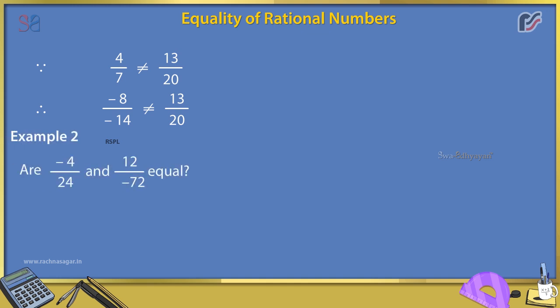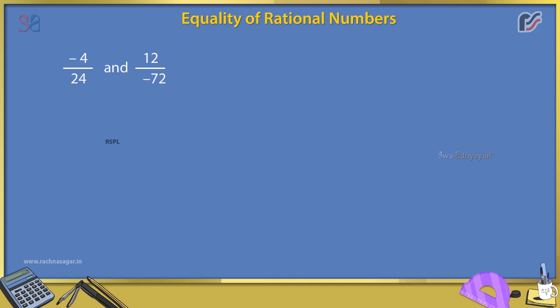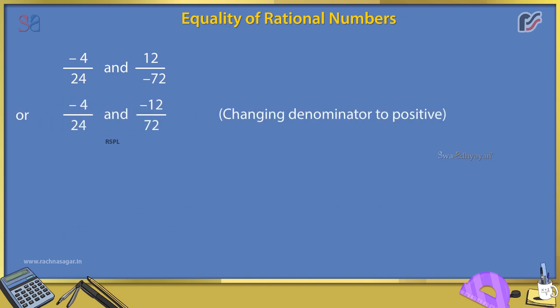Example 2. Are minus 4 by 24 and 12 by minus 72 equal? Solution. Let us now check the equality of the two rational numbers by the method of reducing them to equivalent denominators, that is, having denominator equal to the LCM of 24 and 72. Minus 4 by 24 and 12 by minus 72, or minus 4 by 24 and minus 12 by 72, changing denominator to positive. LCM of 24 and 72 is 72.